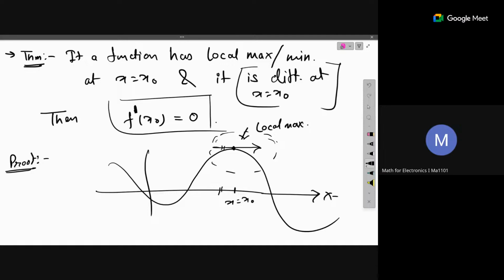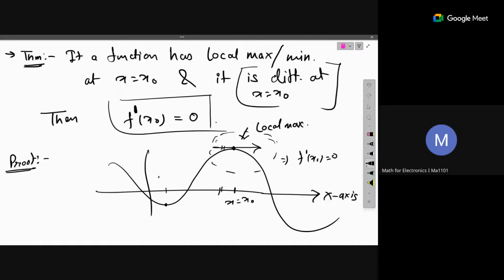This is your x-axis. So in this graph, what is happening at a point x equals x naught? Our tangent is parallel to the x-axis, and we know that when a tangent is parallel to the x-axis, the derivative becomes 0. So this will imply f dash at x naught is equal to 0. And the same goes for local minima also.